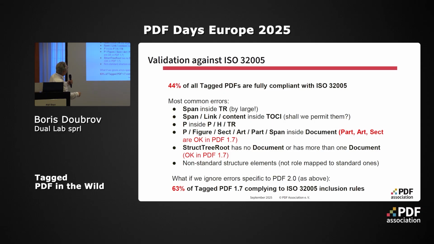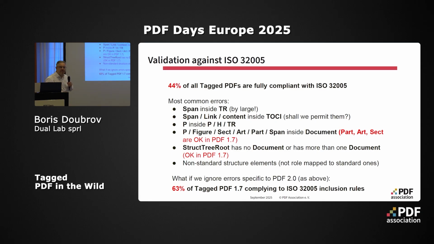So if we ignore that, in total, 44% of documents were fully compliant. So I think that's already a huge number. And if especially we ignore those errors that were okay in PDF 1.7, but are not included in ISO 32005, then the number grows to 63%. So to say, 60+% of tagged PDF documents are really very good from the structure tree point of view, but not the rest.